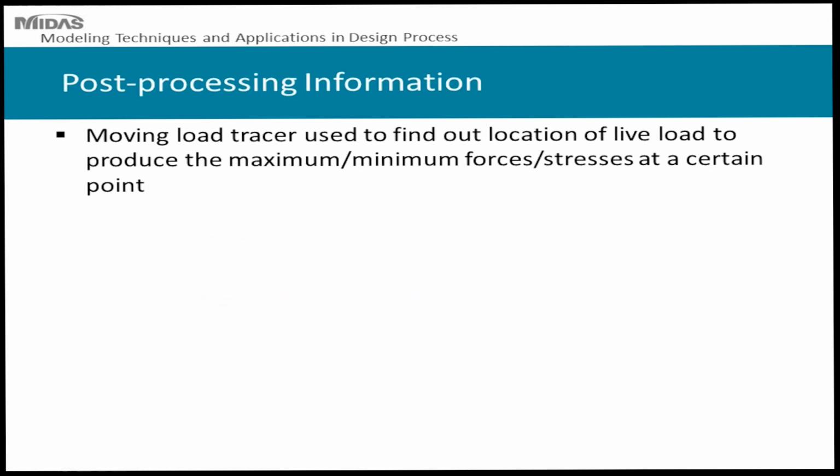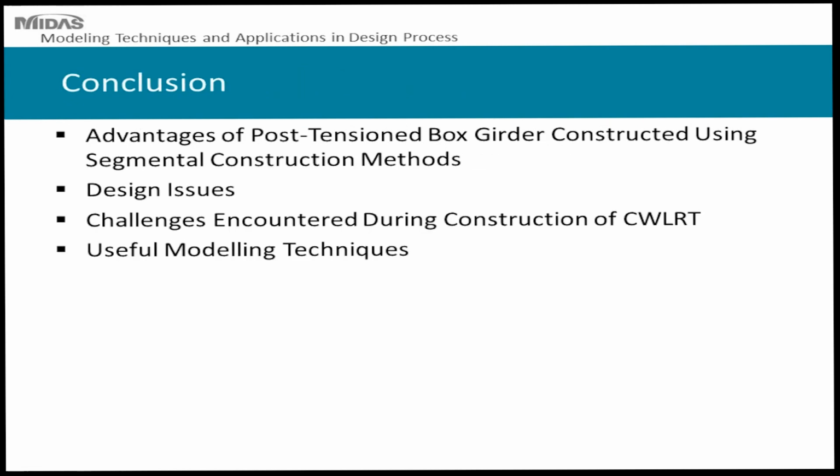Next one, let's talk about the moving load tracer. The moving load tracer was used to determine the location of the applied traffic loads that determines the maximum or minimum forces. In other words, it shows you the influence line. This function was often used to determine the location of the applied loads that can produce the maximum deflection or forces under a certain load case. And this is the end of my presentation.